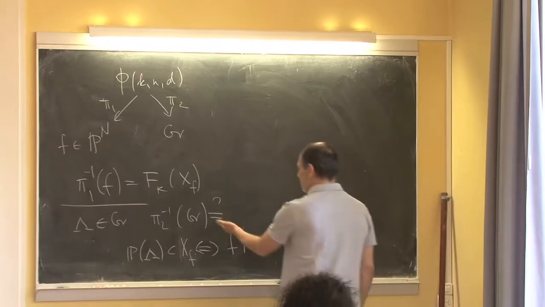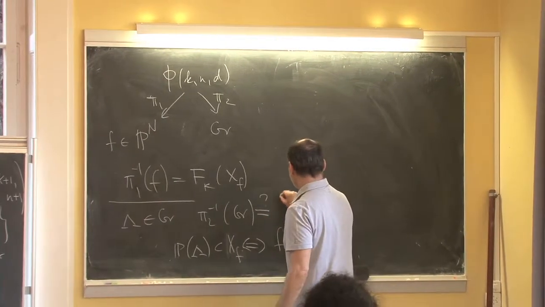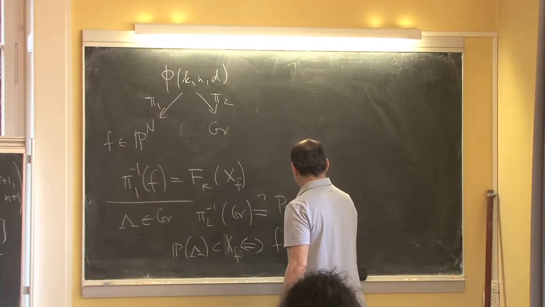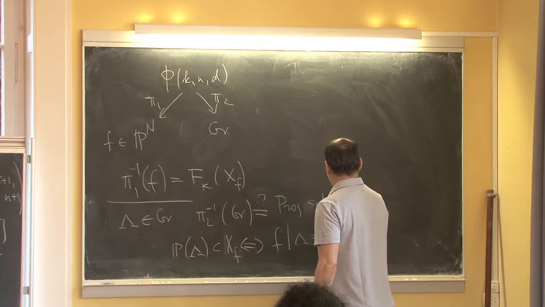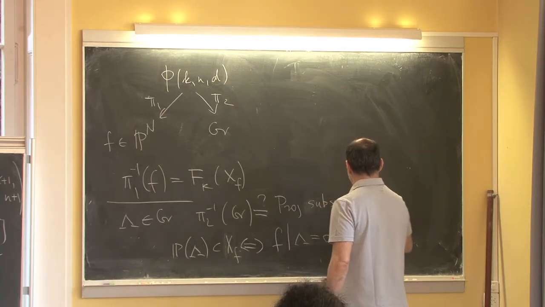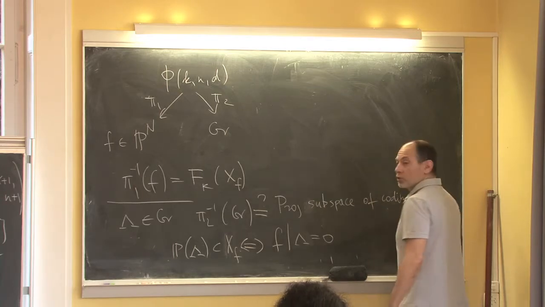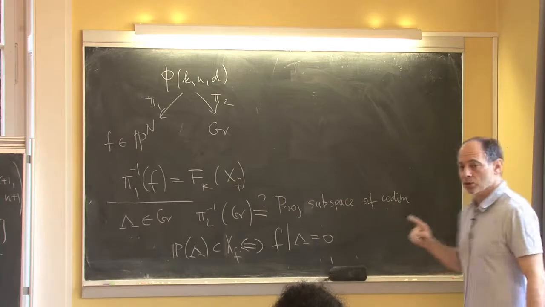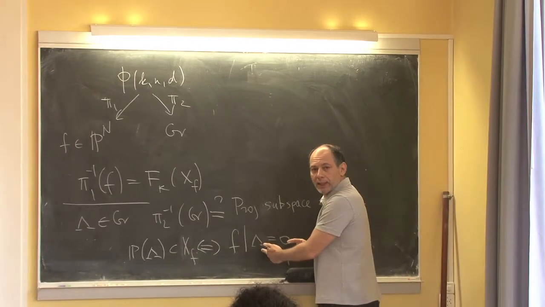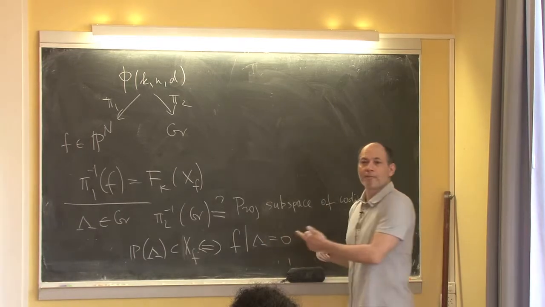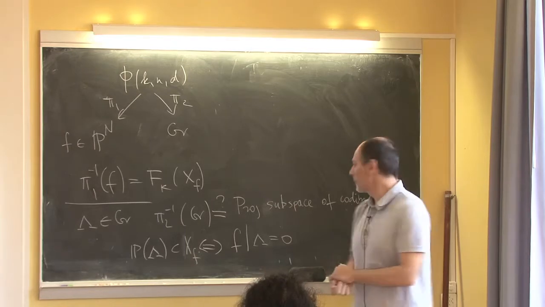So this is a linear space. This is just a projective space, a subspace of some codimension. So what is the codimension? When I restrict this thing, what do I get? I just get a degree d polynomial on a k plus 1 dimensional space, right?